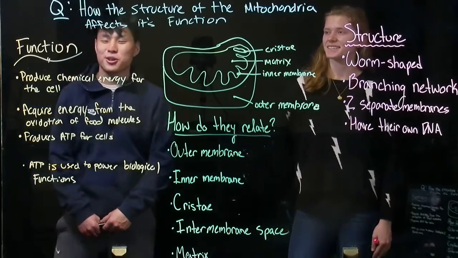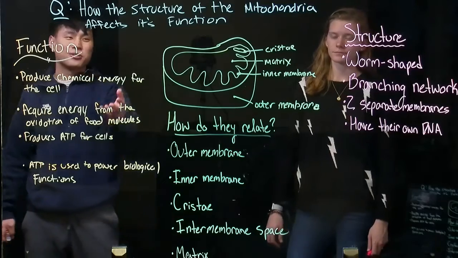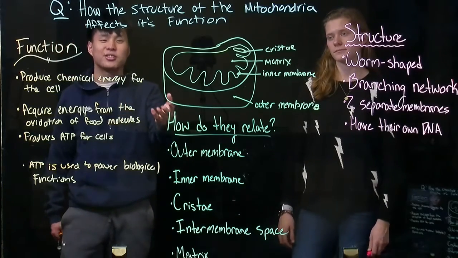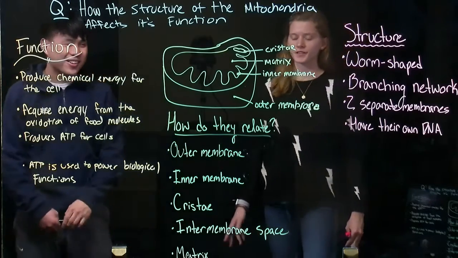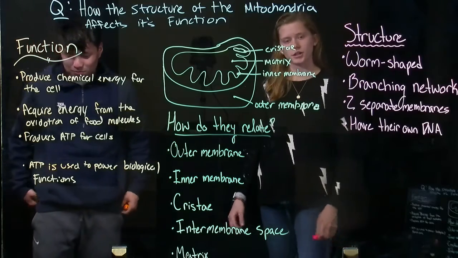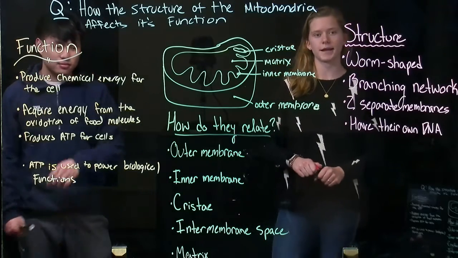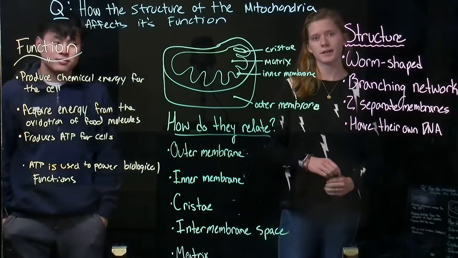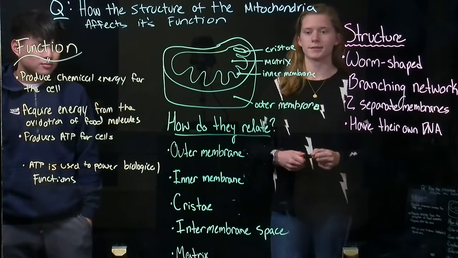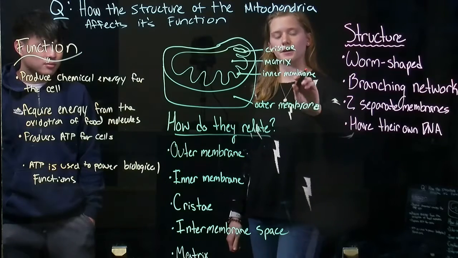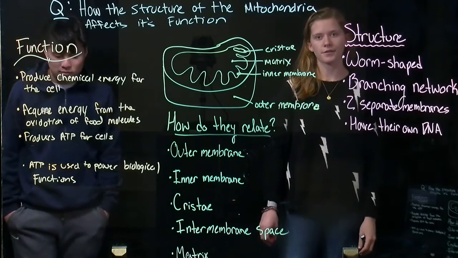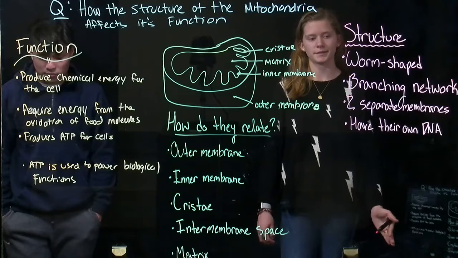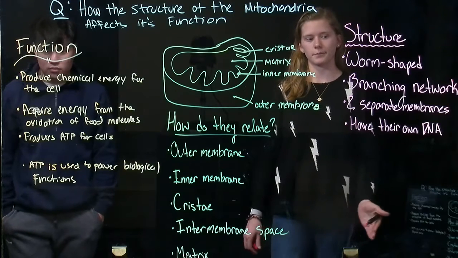Okay, so the research question we're trying to answer is how the structure of the mitochondria affects its function. So the first thing that we'll go into is its structure. The structure of the mitochondria is that it's worm-shaped. It has branching networks. It has two separate membranes, which is the outer membrane and the inner membrane. And then they have their own DNA, which is basically because they are thought to originate from bacteria.